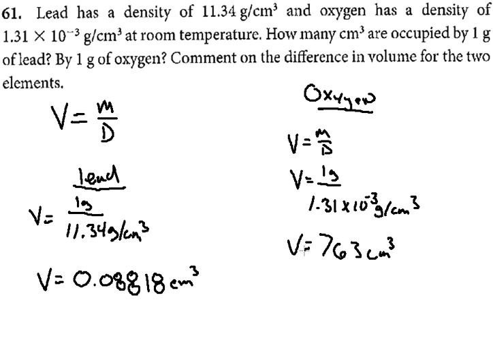So the densities of the elements, as we're going to find out, have a very, very broad range. And that's it for number 61.